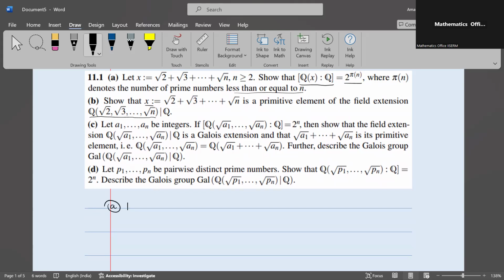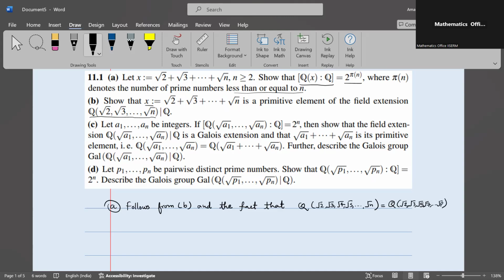A follows from b and the fact that Q(root 2, root 3, root 4, root 5, and so on up to root n) is the same as Q(root 2, root 3, root 5, root 7, ...). I'm just writing primes up to n, just some p.